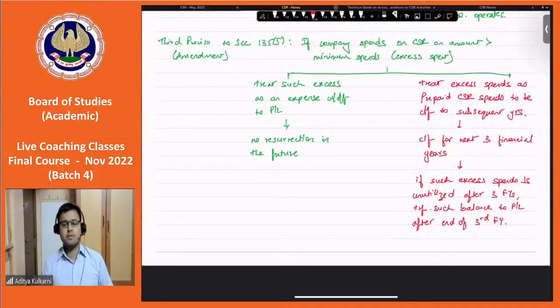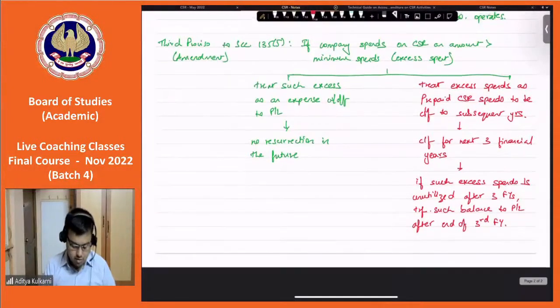So I'm spending more. Later on, I will again spend 2%. What is going to be the problem? If this is your attitude, fair enough. No harm in that. But you cannot resurrect the past expense which you wrote off to the P&L. However, today if you spend more, you still have an option to treat the excess amount spent as a prepaid CSR expense. Carry it forward for the next 3 financial years. Even after that, if it is not met, then you will write it off to the P&L. Beyond 3 financial years, carry forward is not permitted.